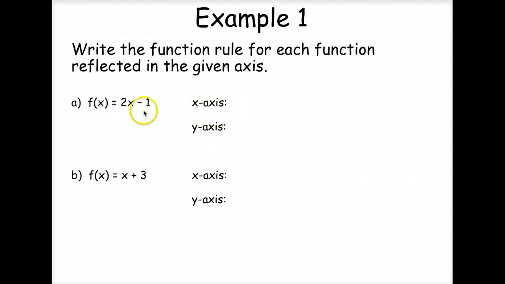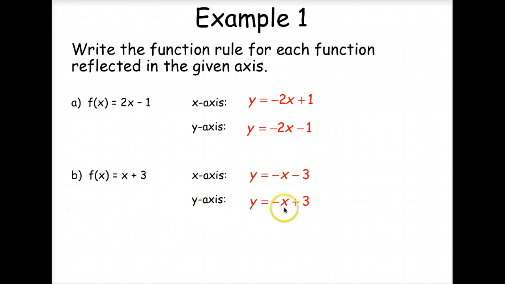So what is the rule for the function 2x minus 1 reflected in the x-axis? Notice we changed the sign on both of them. Change the coefficient for the x to a negative 2x and then plus 1. Now for the y-axis, when we're reflecting across the y, we only change the sign of the first, the variable, negative 2x. So let's try this for the x-axis. We change both signs. But for the y-axis, we're only going to change the sign for the x value.